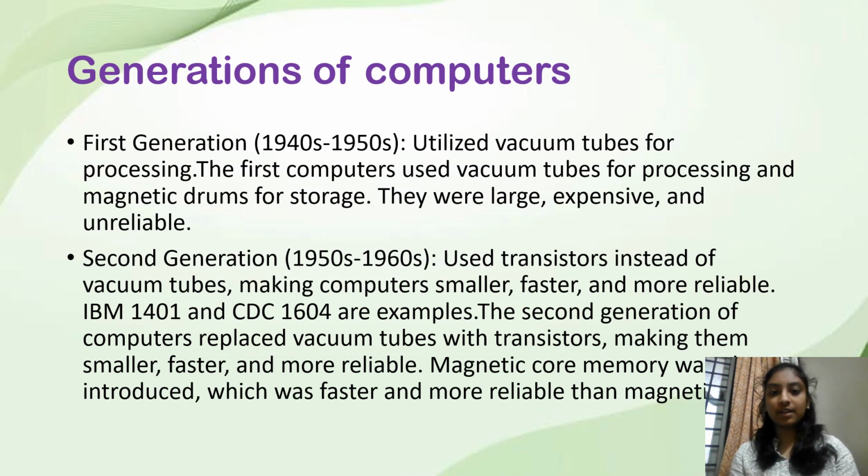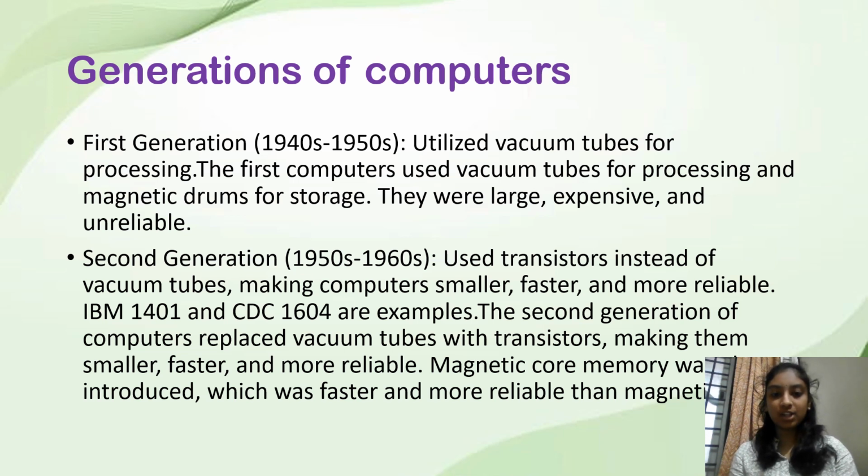So the next is generation of computers. First generation. First generation is from 1940s to 1950s. Utilized vacuum tubes for processing. The first computers used vacuum tubes for processing and magnetic drums for storage. They were large, expensive, and unreliable.